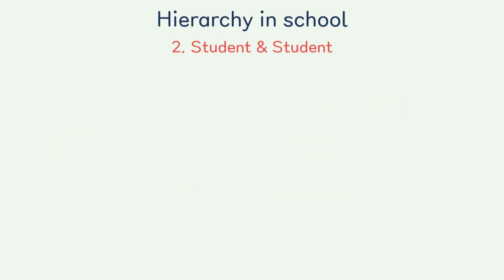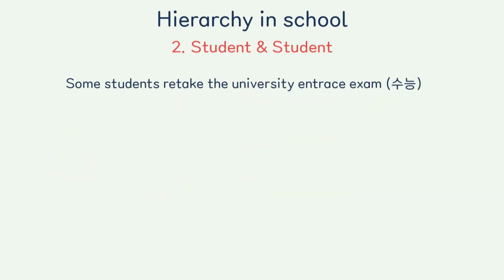And one of the most common reasons is because some students retake the university entrance exam, which is called 수능. And they do this so that they can go to a better university. These students who retake 수능 are called 재수생. 재수 is the noun that refers to retaking 수능, and 생, as in 학생, refers to the student. So 재수생 means repeating student.